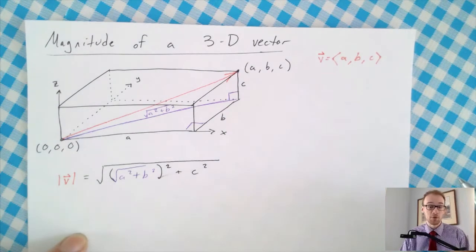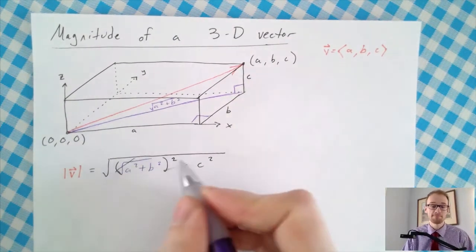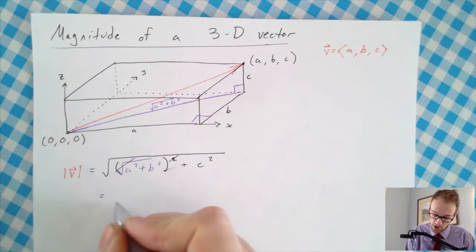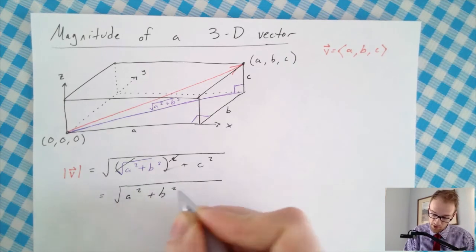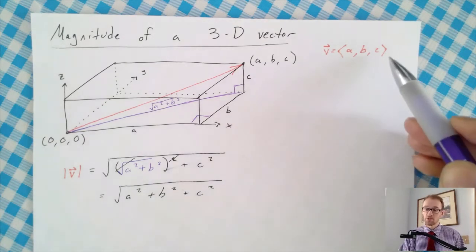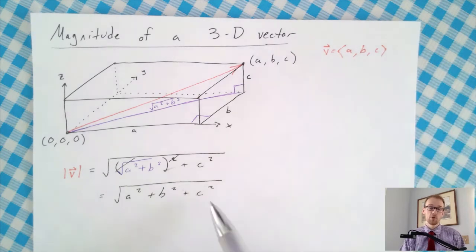Okay, and you see the beautiful thing about this is we have a square root canceling with a square. So the magnitude of vector v is just the square root of a squared plus b squared plus c squared. So it's the same thing as with a two-dimensional vector. You just make sure to add in this third component, the z component, into your formula, and you've got it.